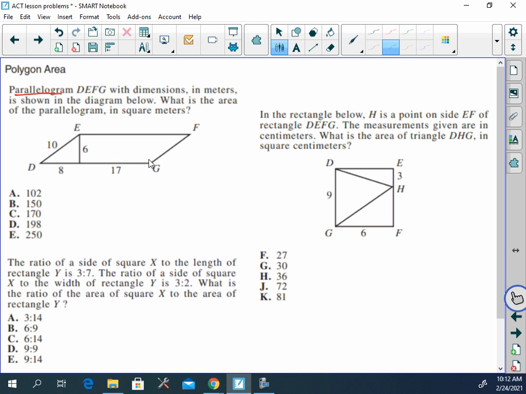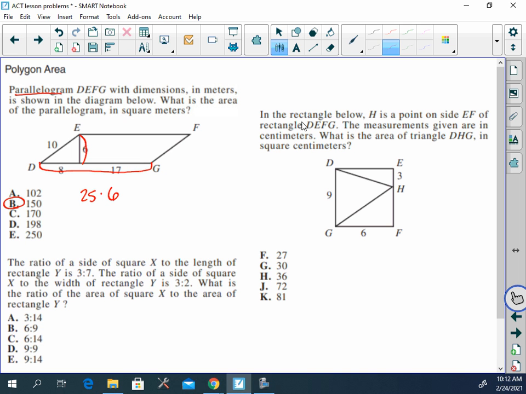So you want to do the base times the height. So our base, you need to go from here all the way over to here. So we're going to add up those two pieces, the 8 and the 17, to give us 25. And then we times it by the height, and the height is this distance here, from this parallel piece to that parallel piece. So it's got a height of 6. And 25 times 6 should give us 150 there.